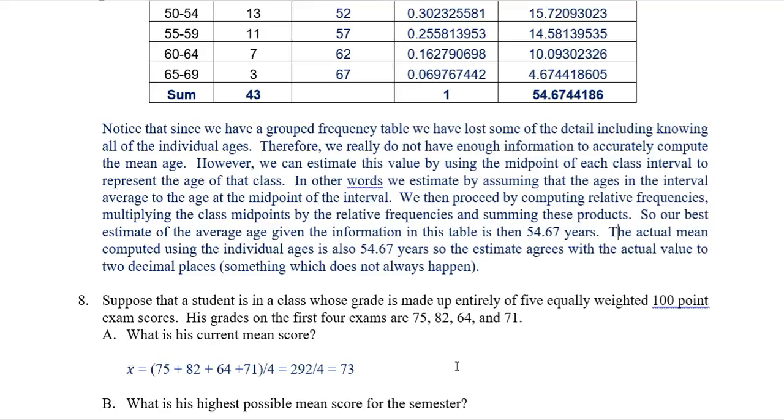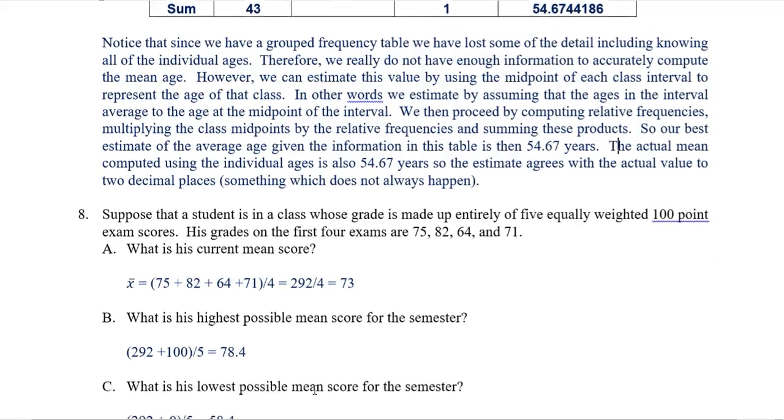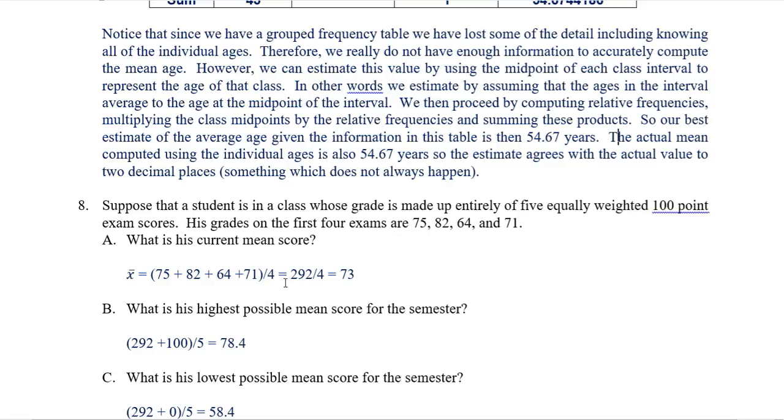So what's his highest possible mean score for the semester? Well, that would be to take this and add in 100 for the 5th test. So we take the sum so far, 292, add in 100, and divide by 5. So the best he can do is a 78.4. What's his lowest possible? Well, if he just made a 0 on the last test, then he would add 0 to 292, which is still 292, but this time divide by 5, and it's a 58.4.